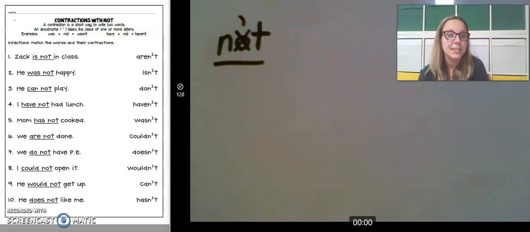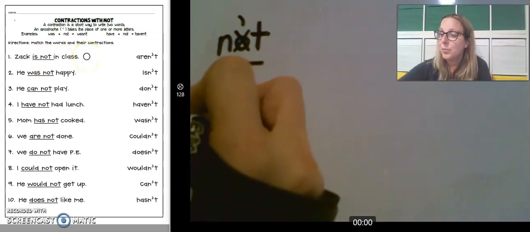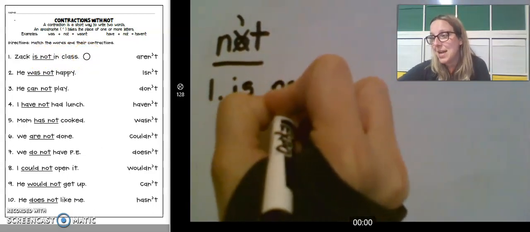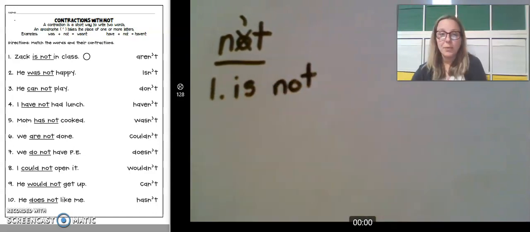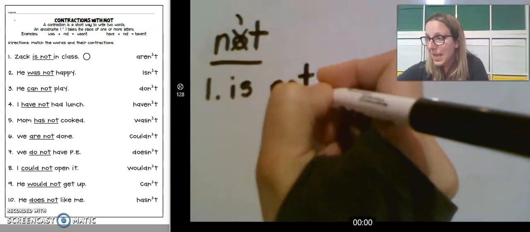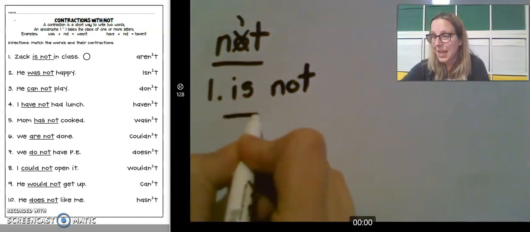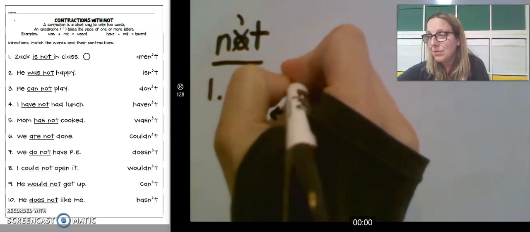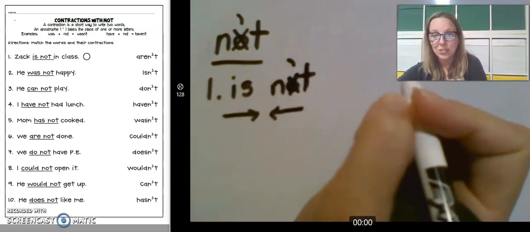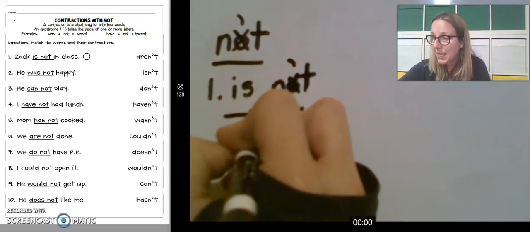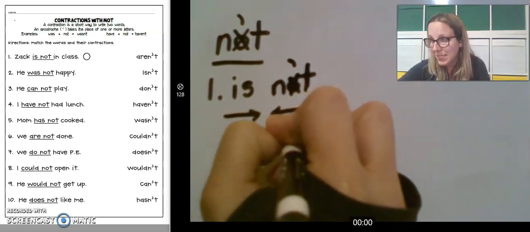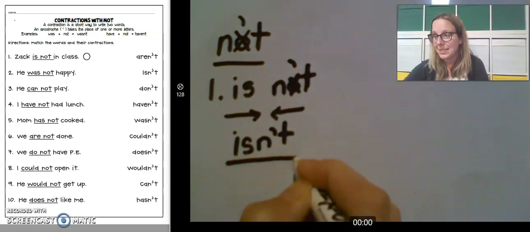Number 1 says, Zach is not in class. So for number 1, we're looking at the words is and not. So if I take what I know about contractions and I take these words is and not and push them together to make one word, but take out this O and put an apostrophe in its place, I end up with I-S-N apostrophe T, the word isn't.